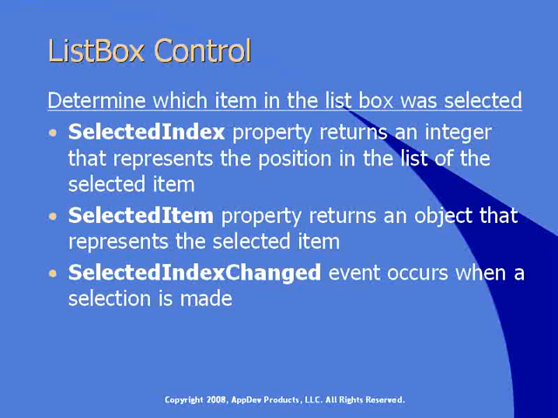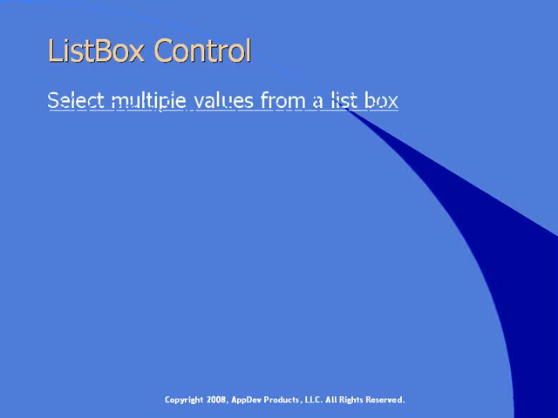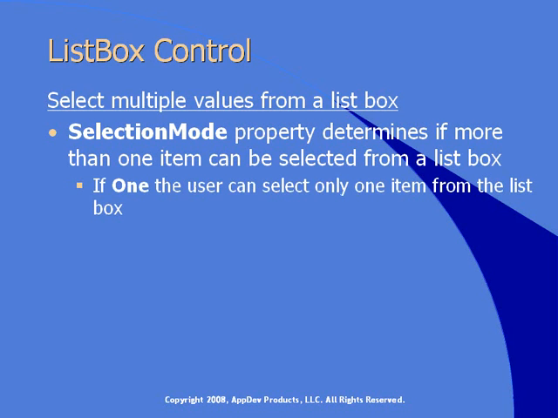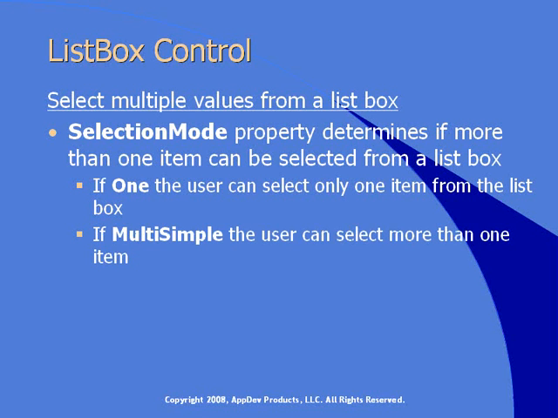But let's look at a couple ways list boxes differ. For one thing, you can enable the user to select multiple items from the list box. And to do that, you'll use the selection mode property. This determines if you're allowing more than one item to be selected. If you set this to one, which is the default, then the user can select only one item from the list. If you set the selection mode property to multi-simple, then the user can select more than one item in a list. For instance, by holding down the Control key and then selecting a number of items.